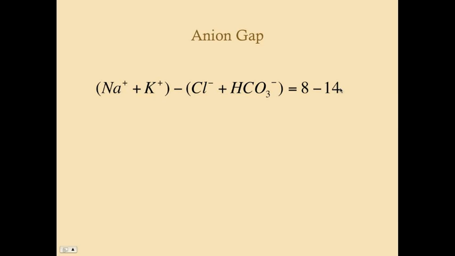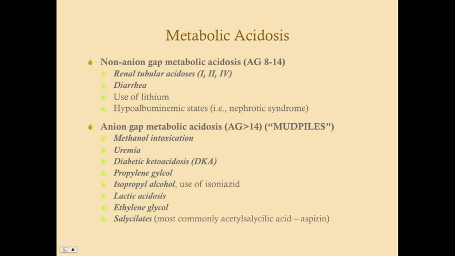So here are the two different kinds of metabolic acidosis. Like I said, we got the normal anion gap metabolic acidosis, or the non-anion gap metabolic acidosis. And the two major causes are renal tubular acidosis, which I talk about in a different section, and that's just a disorder of the channels. And diarrhea is a cause of non-anion gap metabolic acidosis. There's also the use of lithium can cause a metabolic acidosis, but we don't really see that because it doesn't really present with symptoms.